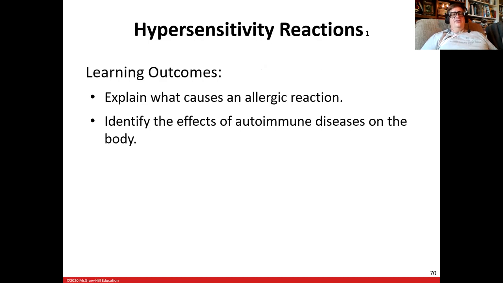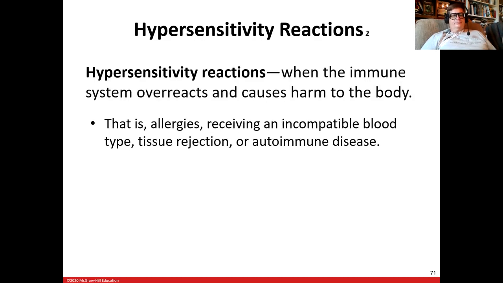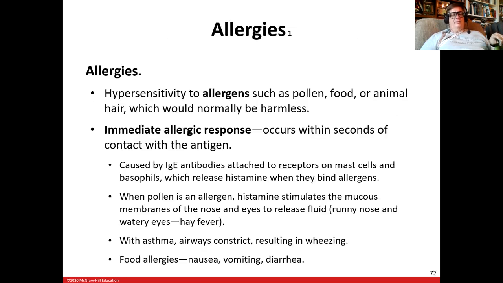Hypersensitivity. This is not just allergic reactions, this is autoimmune diseases, okay? This can be bad. I'm talking about things like lupus and Crohn's disease and type 1 diabetes, stuff like that. So hypersensitivity is when the immune system overreacts and it attacks the body. Allergies, incompatible blood type, tissue rejection. Remember, that's why I talked about when you get an organ transplant. Autoimmune disorders, that's the stuff like the type 1 diabetes.